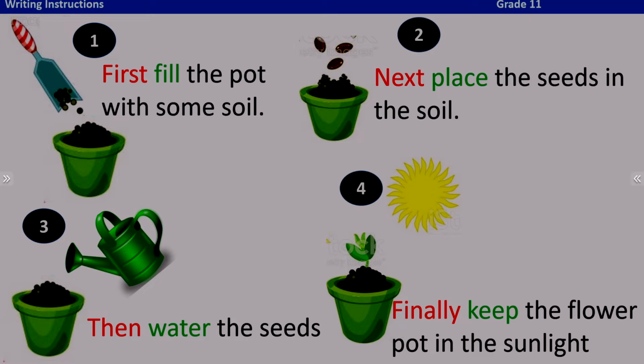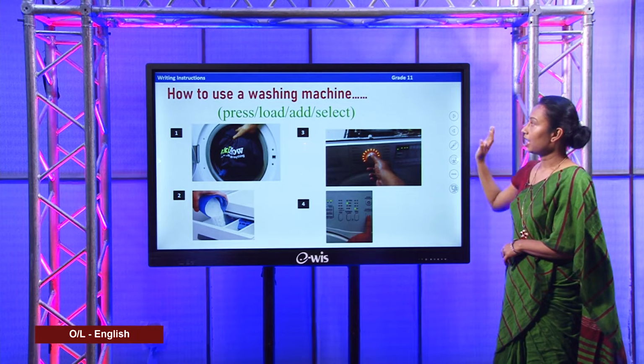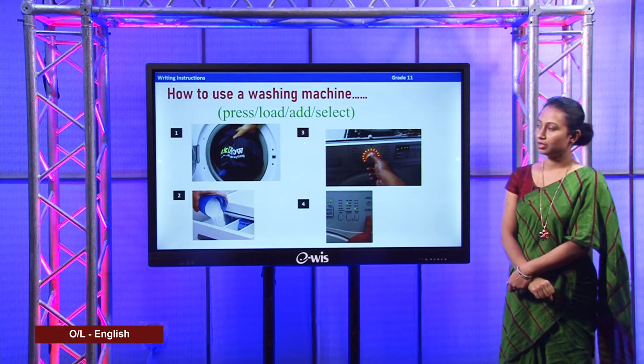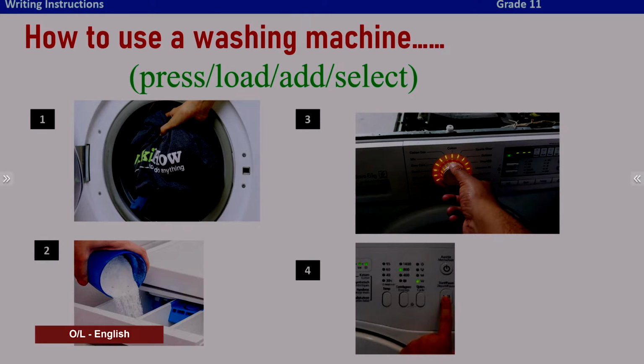Here you have the third activity. How to use a washing machine. You can see the pictures related to the steps of using a washing machine, and the verbs are given in green. This is the first thing you have to do. You have to match the verbs with the picture. Take your time and match the verbs with the picture.